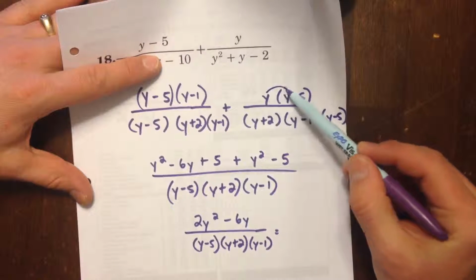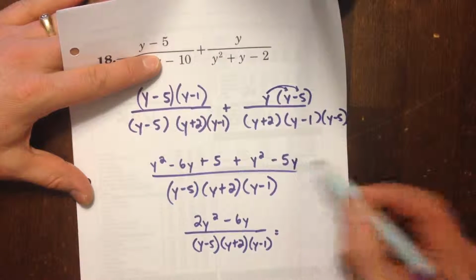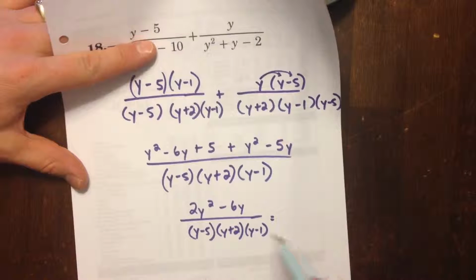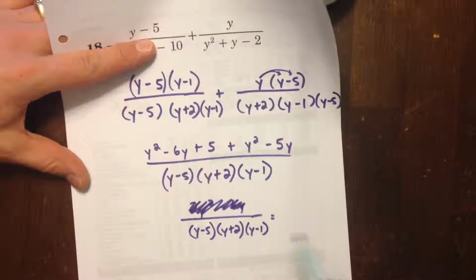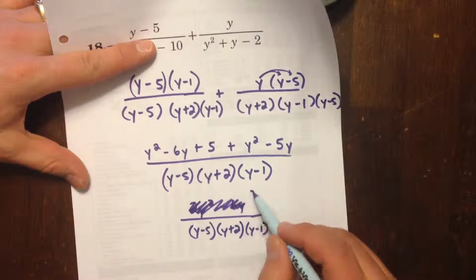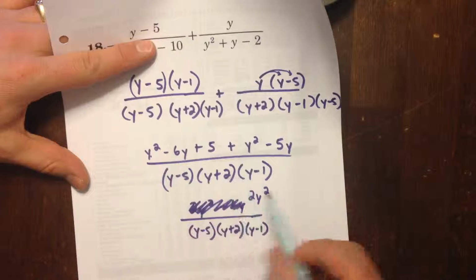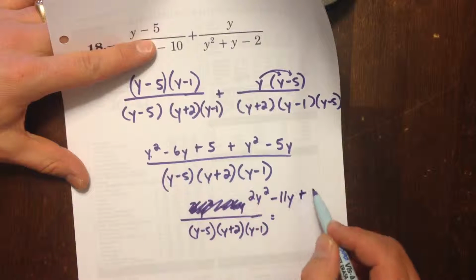When I do y times y, I get y squared. Y times -5 is -5y. I knew something wasn't quite right here. Alright, so that's obviously wrong. So let's do this again. We have 2y squared minus 11y plus 5.